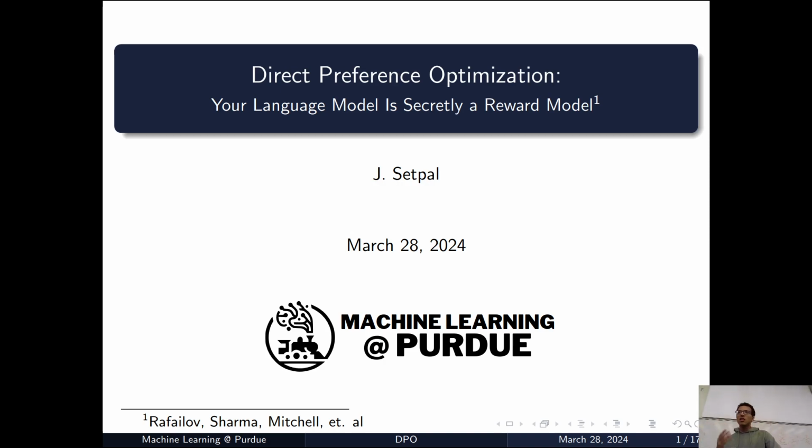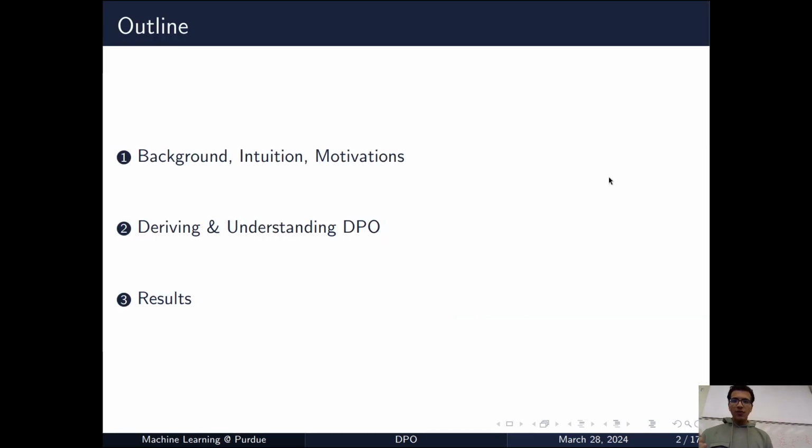Then we will understand the limitations with RLHF, why it doesn't work the way it should, and then figure out what are the improvements that DPO introduces in order to effectively fix that. Okay, so we have this background. We'll talk about intuition, motivations, deriving and understanding DPO, and then the final results from DPO.